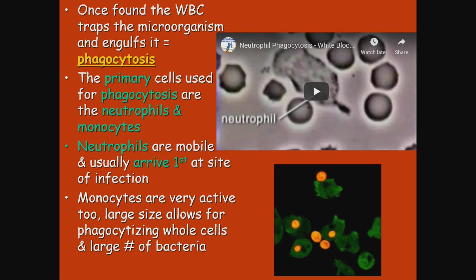The primary cells used for phagocytosis are these neutrophils and the monocytes. Remember we said neutrophils are really mobile, they're first on the scene. Monocytes are also very active, but they're really big, so they can be used to phagocytize whole big groups of bacteria, so they're very beneficial. So go ahead and watch the video and then move on to the next slide.